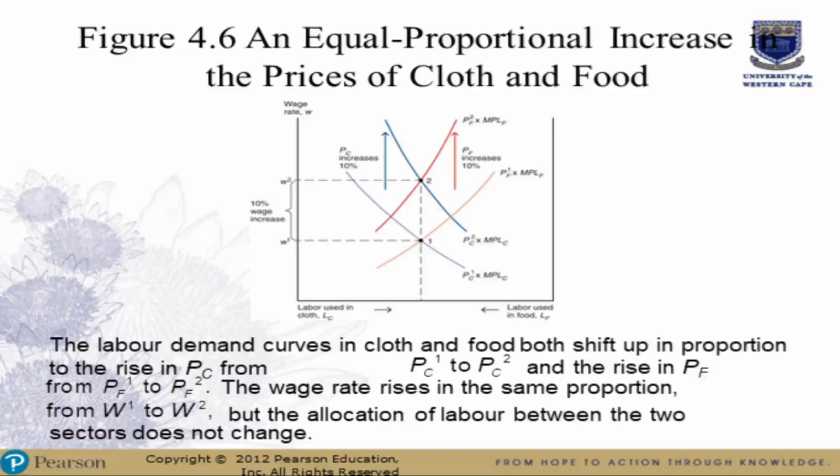Figure 4.6 illustrates an equal proportional increase in the price of both cloth and food. Suppose our initial equilibrium is at point 1 with the wage rate equal to W1. If the prices of both cloth and food increase at the same proportion, then the demand curves for cloth and food both increase or shift upwards. After the increase, a new equilibrium is established at point 2 with a new wage rate of W2. Since the rise in prices is equivalent to the rise in wages, the real wage remains the same. Therefore, at point 2, the allocation of labor between the two sectors remains the same.